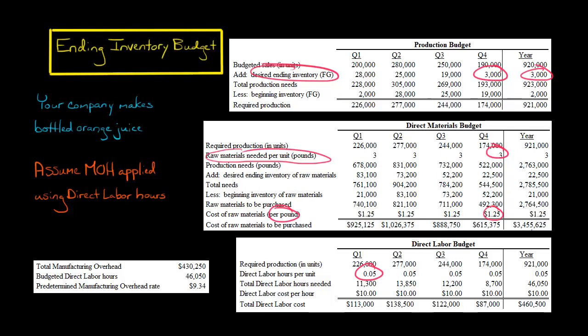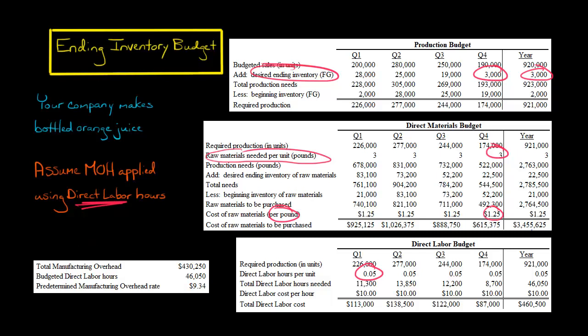And then let's assume that the company applies manufacturing overhead on the basis of direct labor hours. It doesn't need to be that way. Maybe the company uses machine hours or something. But let's assume it's direct labor hours. So we take that 0.05 to apply, then we need a manufacturing overhead rate, and it's $9.34. And so I didn't give you an entire manufacturing overhead budget here.